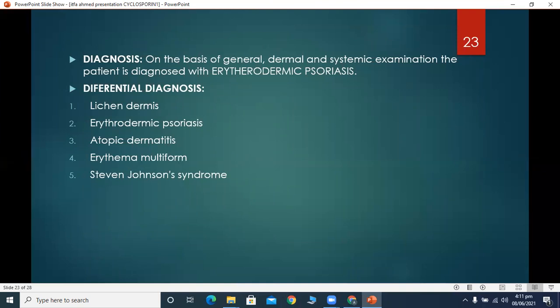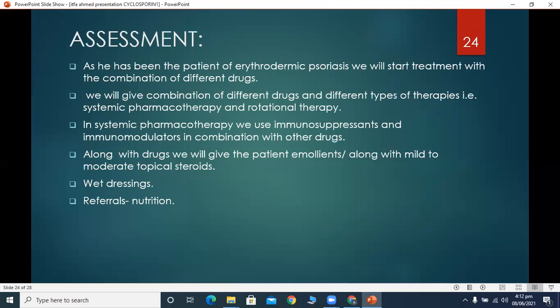Now, our diagnosis: we came to the conclusion that on the basis of general, dermal, and systemic examination, the patient is diagnosed with erythrodermic psoriasis. Our differential diagnosis includes other skin conditions such as lichen planus, atopic dermatitis, erythema multiforme, and Stevens-Johnson syndrome. Now, our assessment is that this patient has erythrodermic psoriasis.